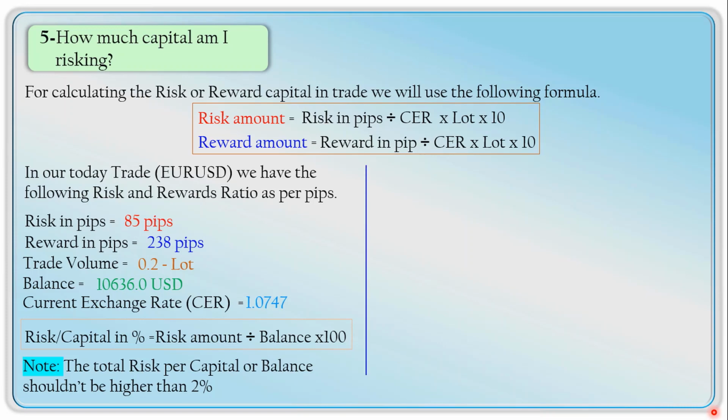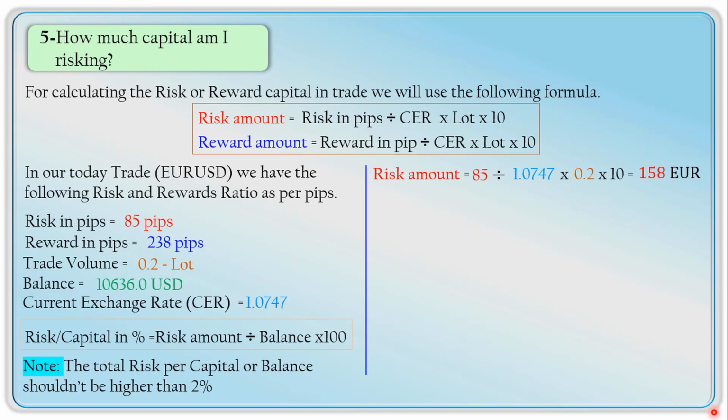First, I have to find the risk amount, which is equal to the risk in pips, which is 85 pips, divided by the current exchange rate, which is 1.0747, times lot amount, which is 0.2, and times 10, which is from the formula. So the risk amount is 158 euro. So if I'm going to risk 85 pips in a volume of 0.2 lots, I will lose 158 euro.